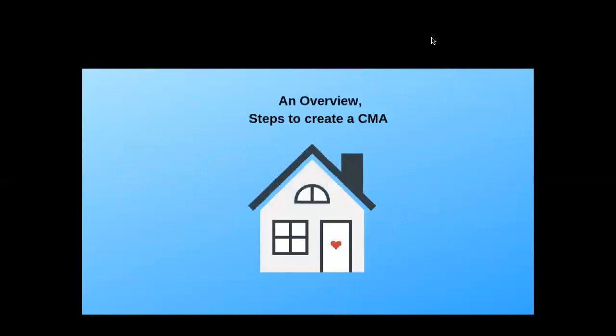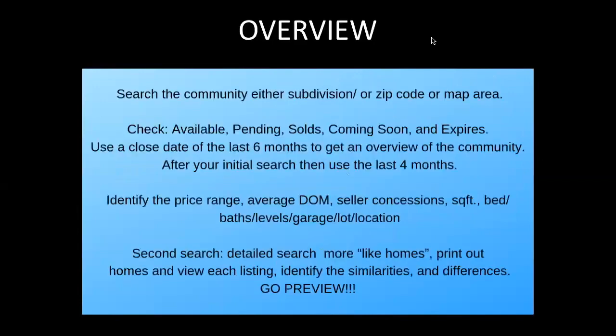Let's talk about an overview, the steps to create a CMA. The first step is you need to search the community, either by subdivision, zip code, or use the map tool. You need to look at the availables, the pendings, the solds, the coming soons, and the expireds. Yes, I know expireds aren't used in appraisals.